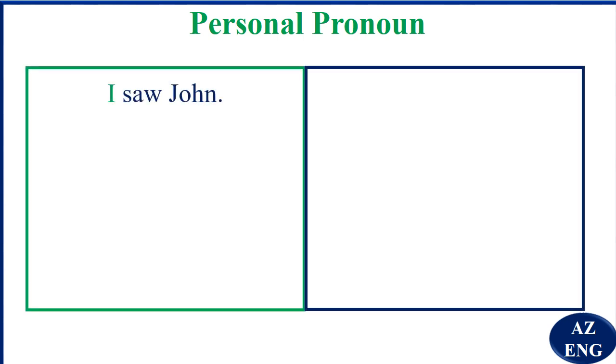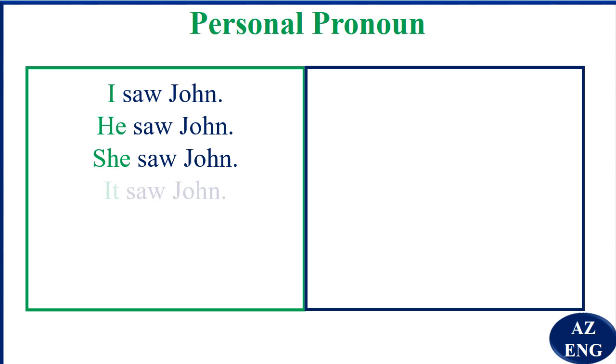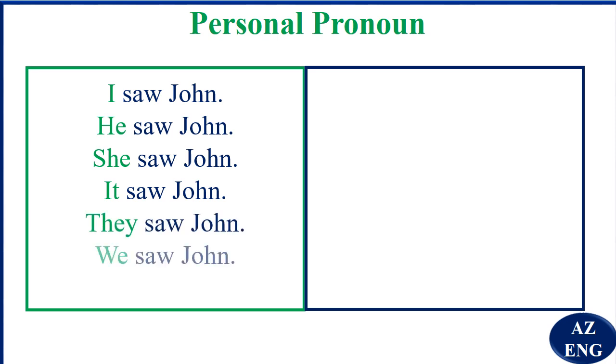Now, when I say I saw John, I is the subject. So it's a personal pronoun. Don't forget that. He saw John. He, subject, personal pronoun. Don't forget it. She saw John, the subject. It saw John. It, the subject. They saw John. They is the subject. We saw John. We is the subject. You saw John. You is the subject.